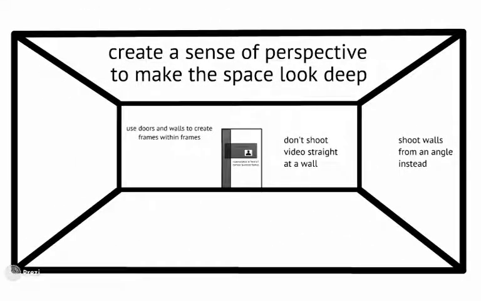Create a sense of perspective to make the space look deep. That perspective, in this case, is created by the lines receding away from us, forming the two walls on the outside. And the more we can use these tricks in order to add three-dimensionality to our videos, the more our audience will feel like it is an immersive space that they can get lost in instead of just a flat picture that they are looking at.